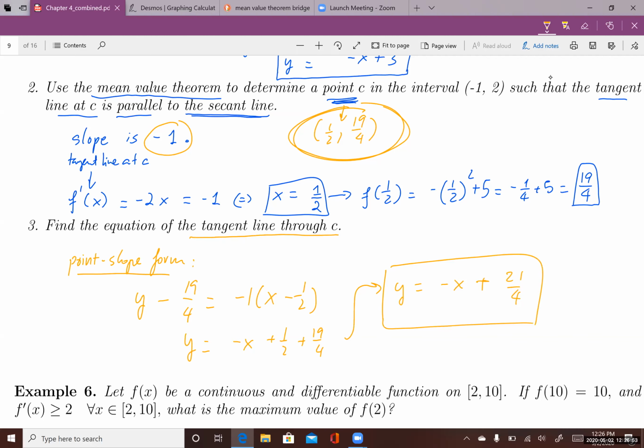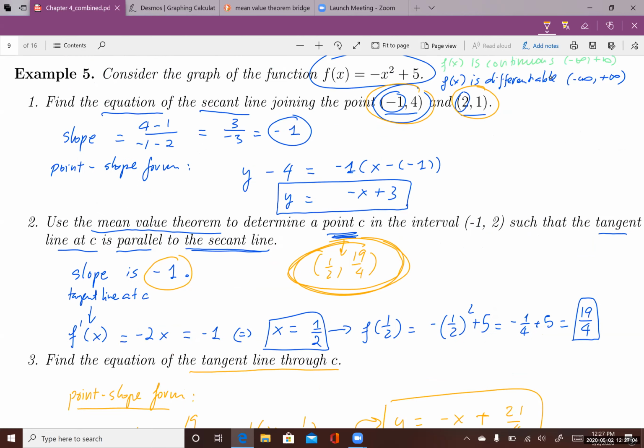All right, so this is the line, right? The equation of the tangent line that goes through this point here and is parallel to the secant line that goes through these 2 points here.